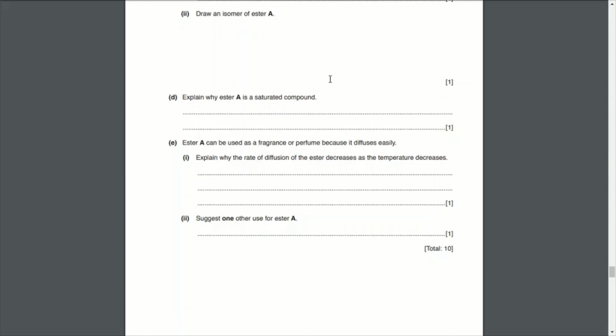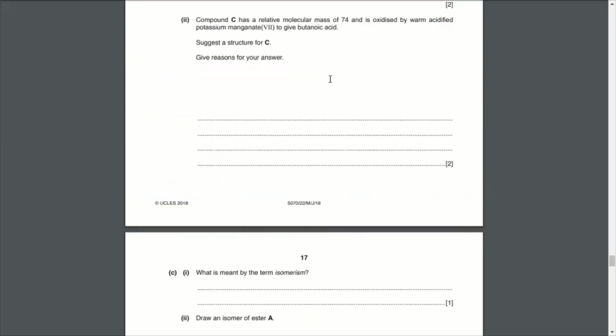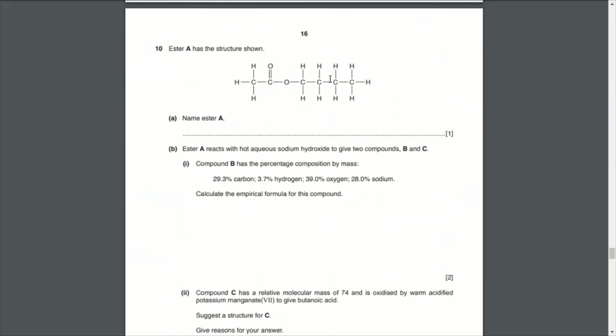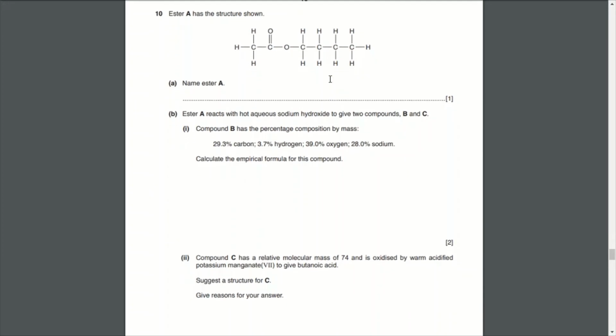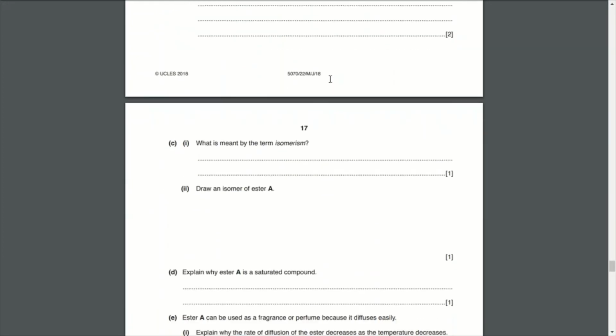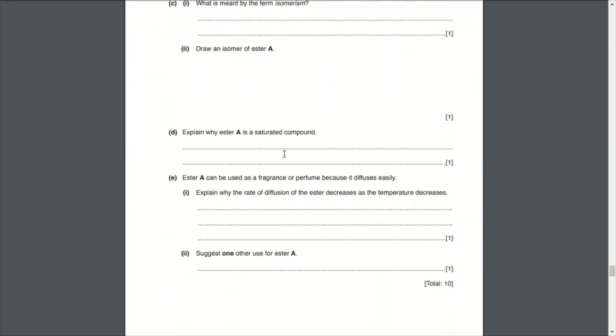Part 2, suggest one other use for ester A. What are the uses mentioned above? Let's get back to it. Wait, let me find the uses. Alright, it was just mentioned over here. Here we use it for fragrance or perfumes. We can use it for different things: it's an organic compound, so it can be used as a solvent.